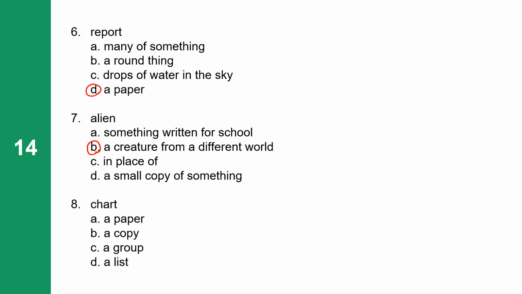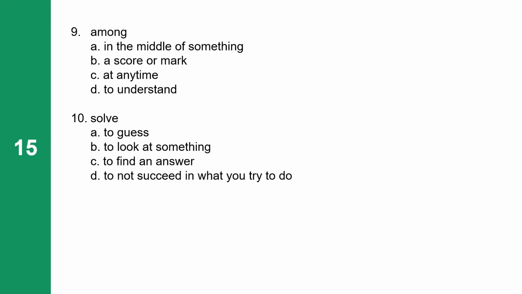Number 8, chart. A, a paper. B, a copy. C, a group. D, a list. Yes, the answer is D, a list. A chart is a list. Number 9, among. A, in the middle of something. B, a score or mark. C, at any time. D, to understand. The answer for among is A, in the middle of something.